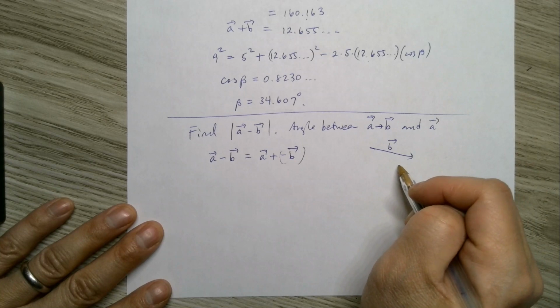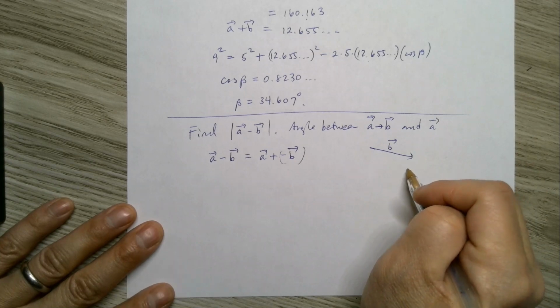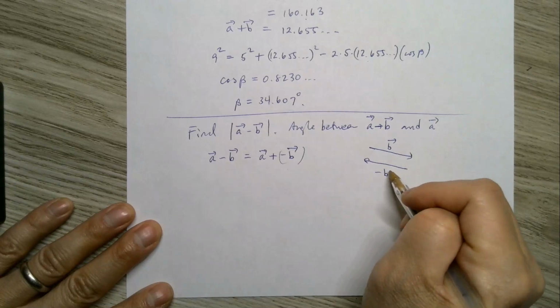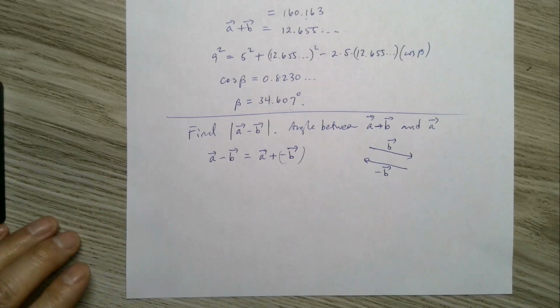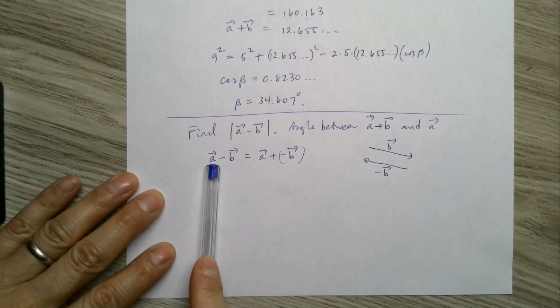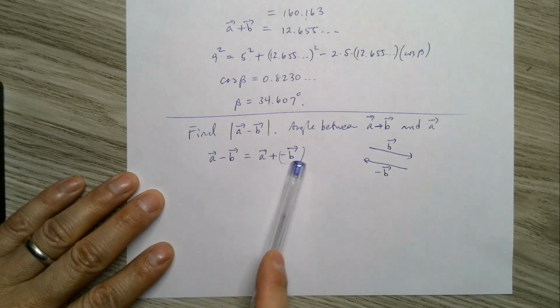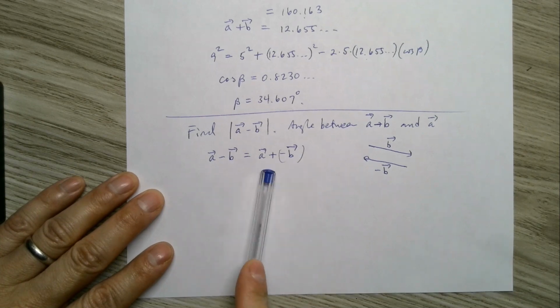Well, that's pretty simple. If you have a vector, say b, like this, negative b is simply a vector of the same magnitude pointing 180 degrees in the other direction. So this would be negative b. So if I'm subtracting b from a, all I have to do is draw the vector that is pointing in the opposite direction that b is, and then that will be negative b, and then add that to a.